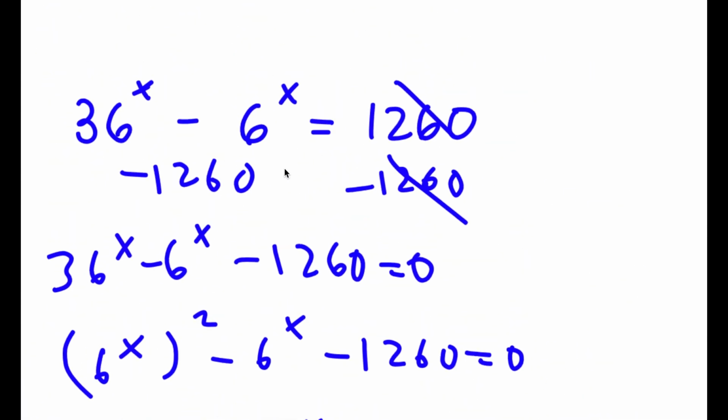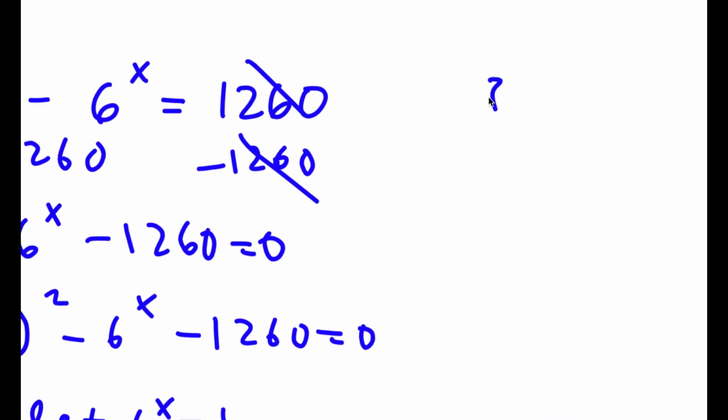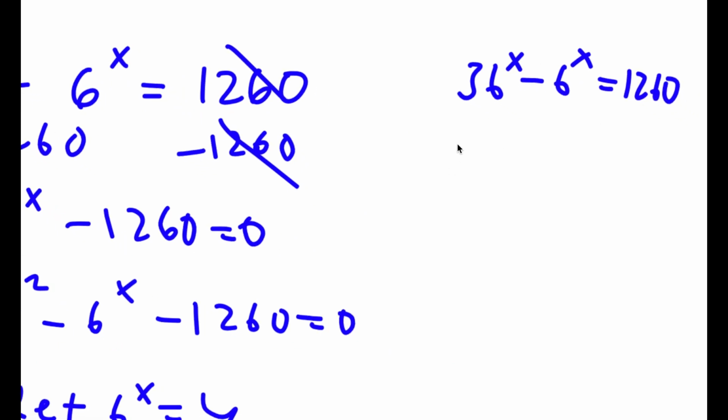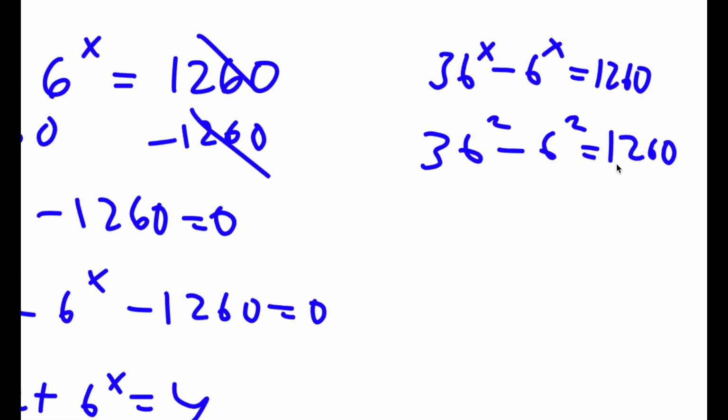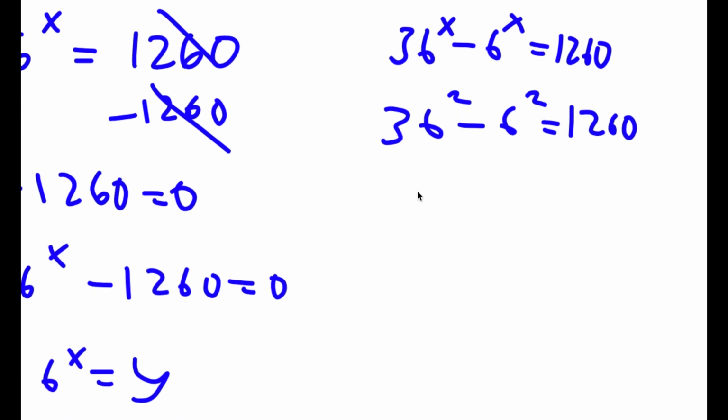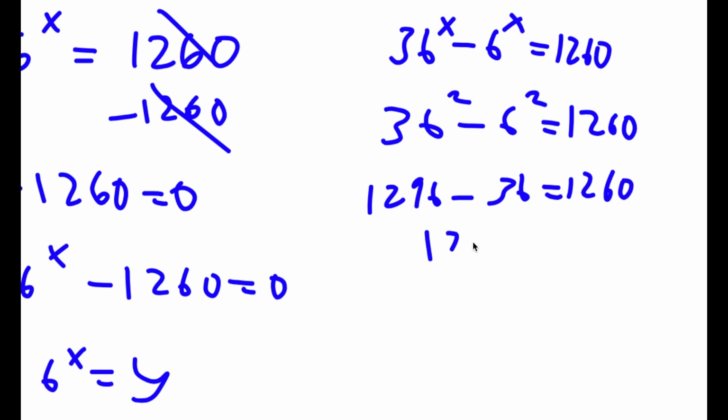Now let's go ahead and check to see if this is right. So I have 36 to the power of x minus 6 to the power of x is equal to 1260. So I have 36 squared minus 6 squared is equal to 1260. And this is the same thing as 36 squared is equal to 1296 minus 36, which is equal to 1260, meaning 1260 is equal to 1260, and because this is right, our solution is right.